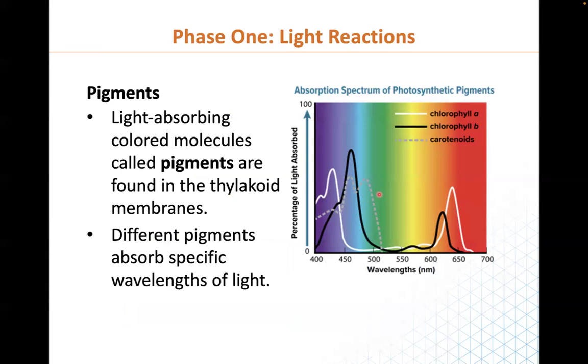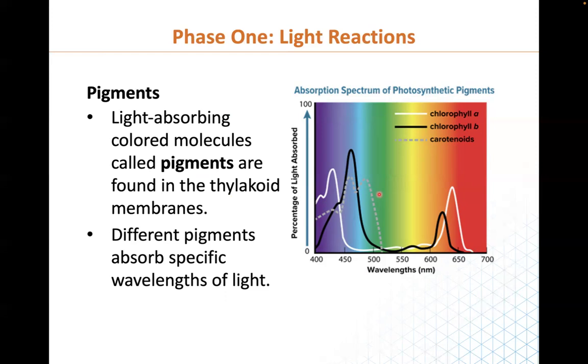Now, let's talk a little bit about the pigment and pigmentation. As you know, what gives something its color is called a pigment. Light-absorbing colored molecules are called pigments. I told you in class, the pigments involved in the absorption of light are chlorophyll A, chlorophyll B, and the carotenoids. These are found in the thylakoid membrane. Different pigments absorb specific wavelengths of light.